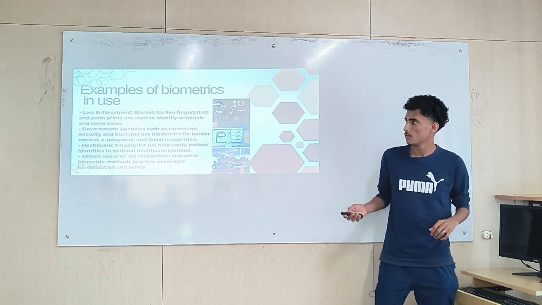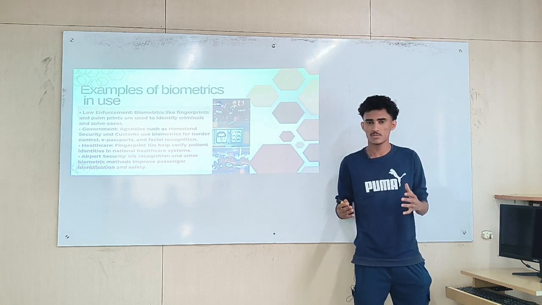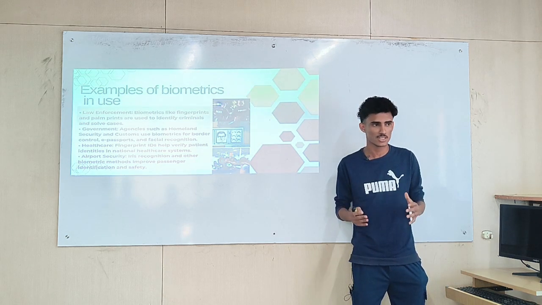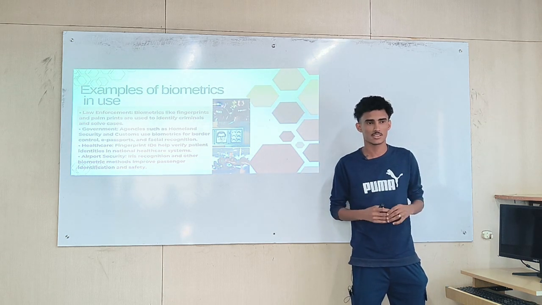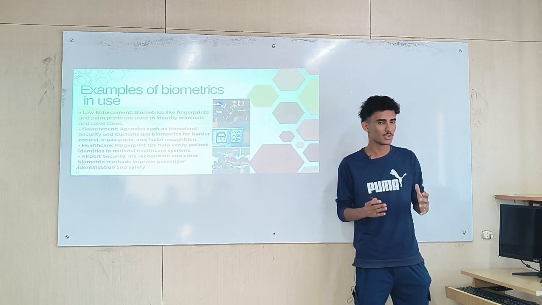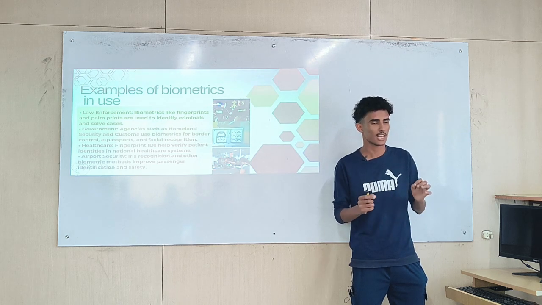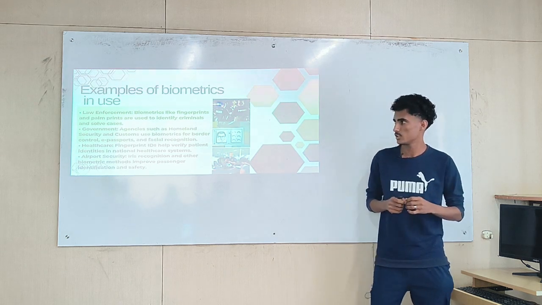And part of that, I'm going to mention some types of biometrics which are used at the government level. For example, law enforcement. Biometrics like fingerprints and bioprints are used to identify criminals and solve cases. For example, when a criminal commits a crime, there definitely will be a trace at the crime scene, and that will help law enforcement to find out the crime and catch the criminal.